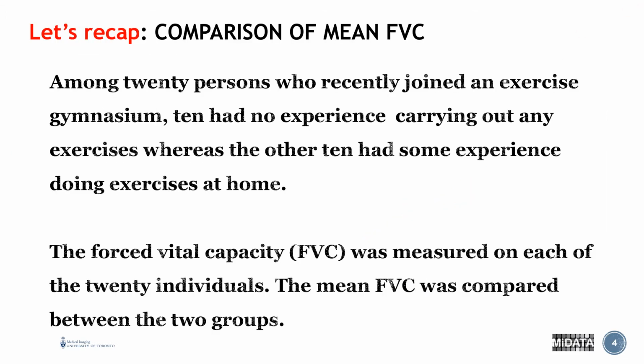So here's a very quick recap. 20 people recently joined a gym. 10 had no experience and 10 had some experience doing exercises at home. We're measuring forced vital capacity on the 20 individuals, and the mean FVC was compared between the two groups. Okay, so we know what's going on.